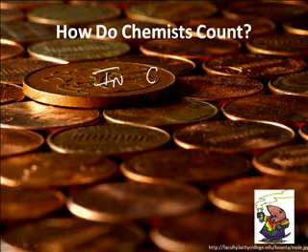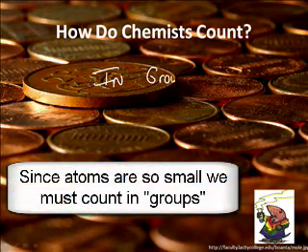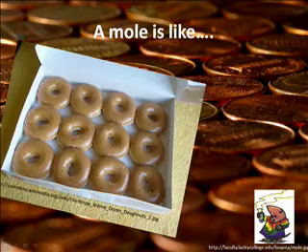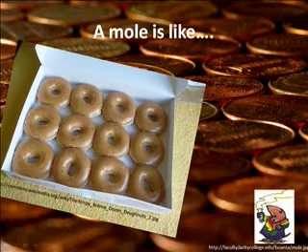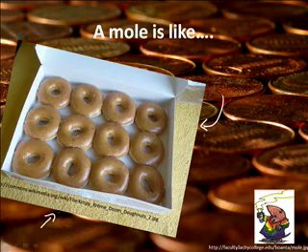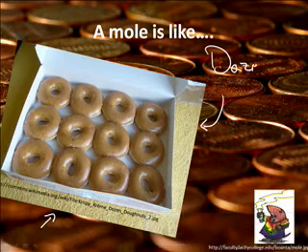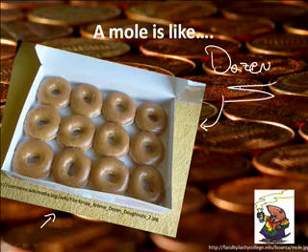Right. So, folks, what we're going to do is count in groups. What do I mean by counting in groups? Well, it's like this. I know that you are a fan of Krispy Kreme donuts. I love donuts. So, how do you count donuts? I buy them by the dozen. You buy them by the dozen. So you say one dozen, two dozen, three dozen. And so a mole is like a dozen. It's just a number that you add up as groups.